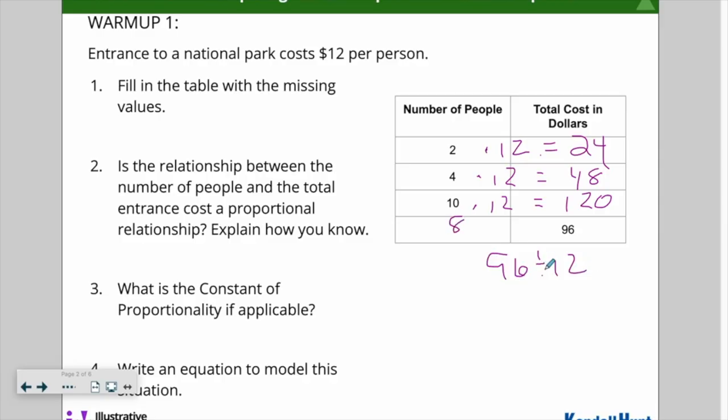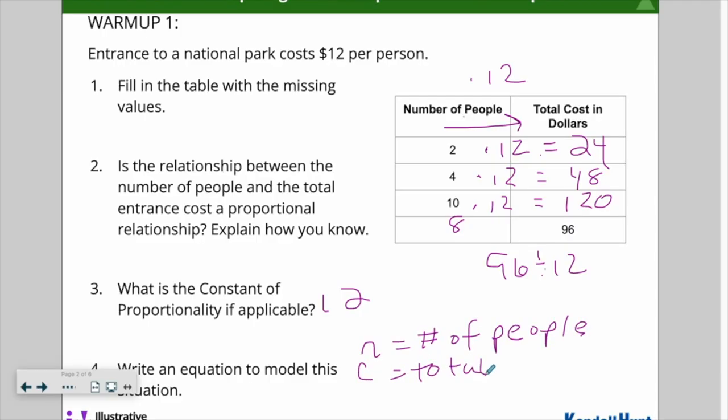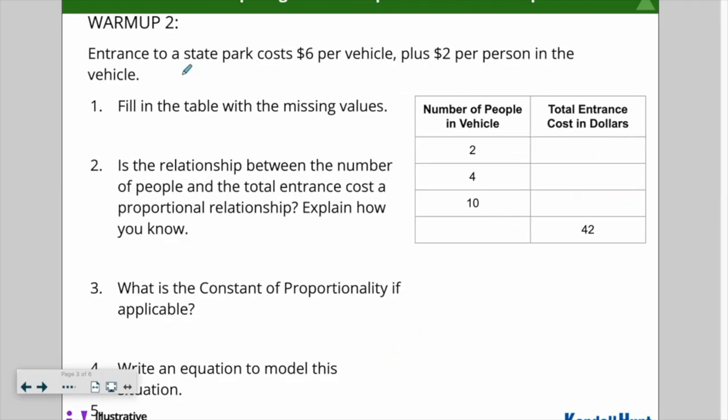So is it proportional? Yes, we're multiplying across the table by the same amount. We're going from number of people to total cost, and we're multiplying by 12. So the constant of proportionality is 12. And if we let n be the number of people and c be the total cost, our equation is 12n equals c.